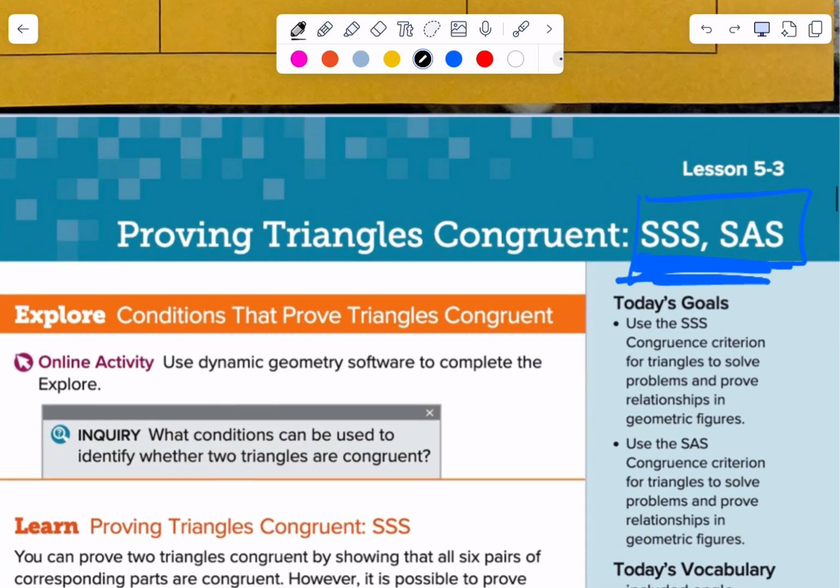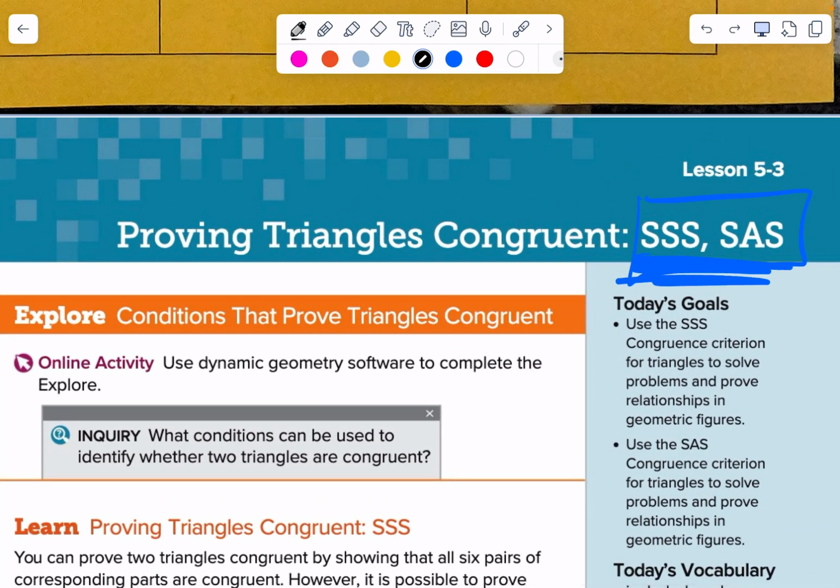We are doing the second half of 5-3. Okay? 5-3 today. 5-4, I kind of warned you yesterday, is going to be very similar to 5-3. It's just two different ones. This one is side, side, side, and side, angle, side. We're going to talk side, angle, side today.